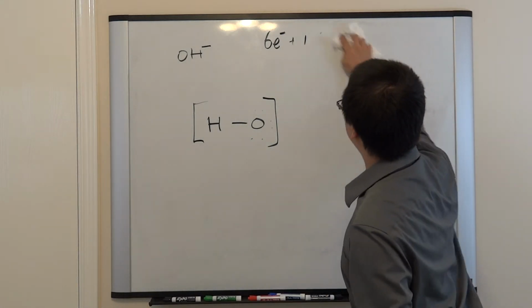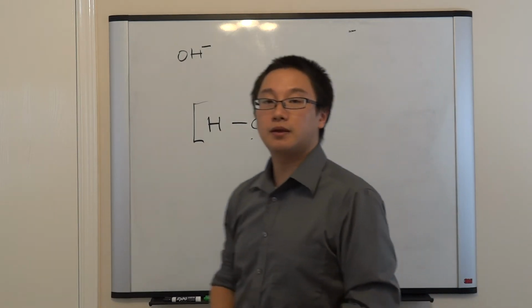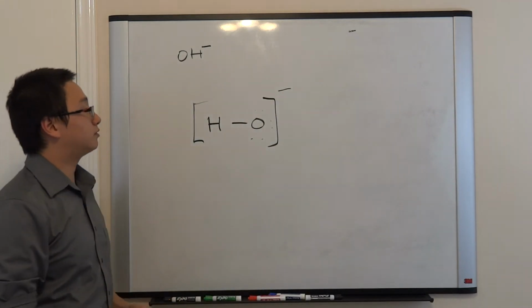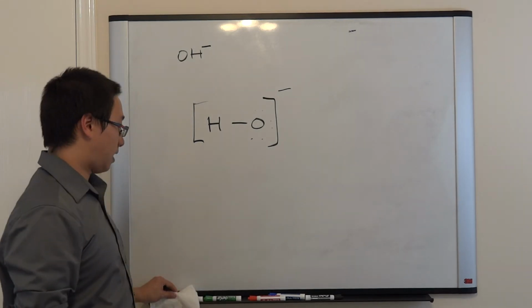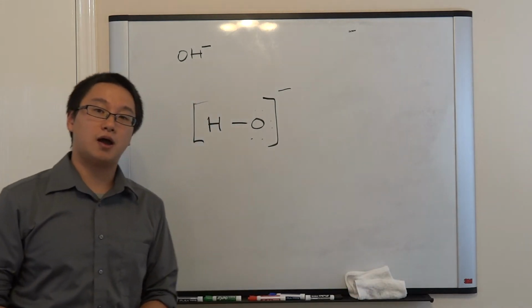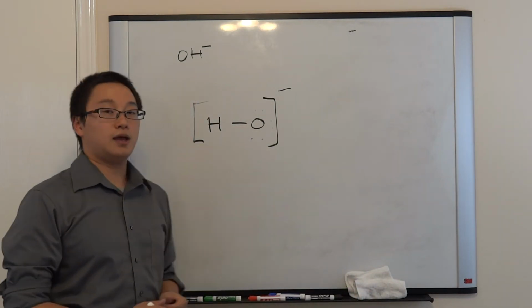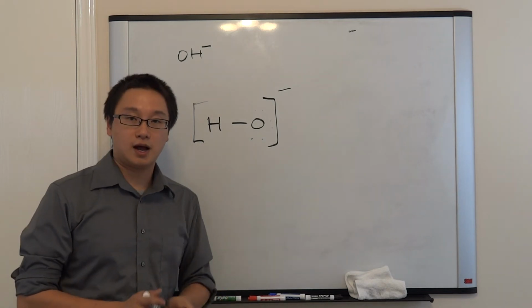and we would have to, let me erase this part, put a charge outside the bracket, okay? Put a charge outside the bracket to indicate that this is an ion. The charge indicates the charge of the polyatomic ion. So this is the drawing for the Lewis dot structure for hydroxide ion.